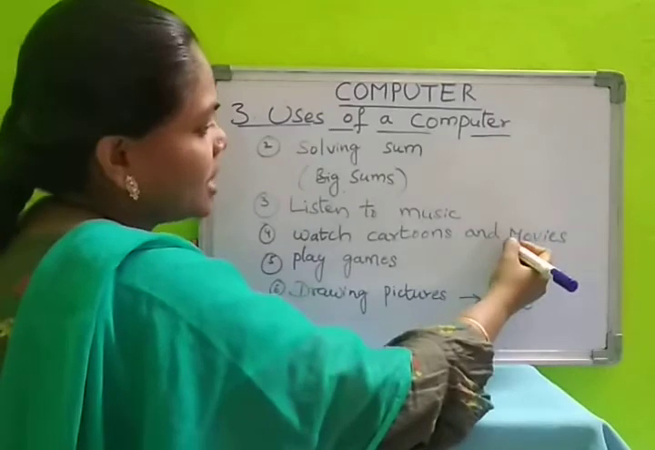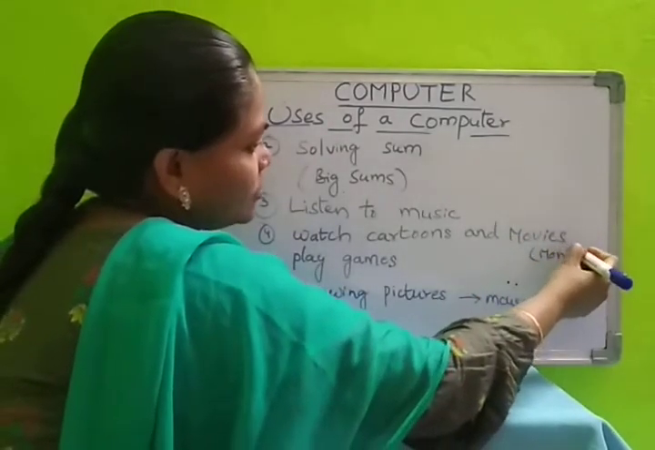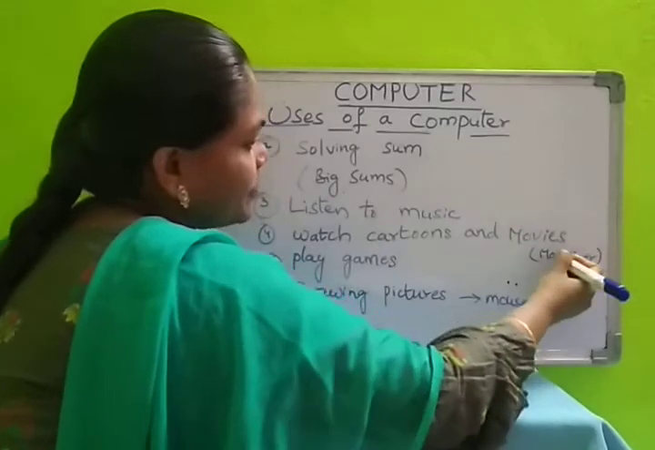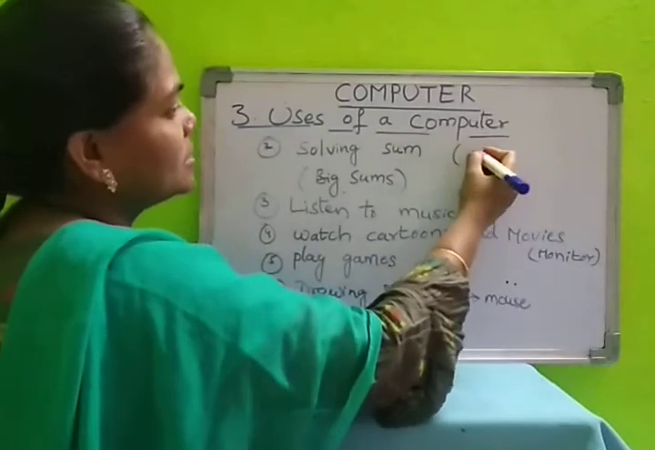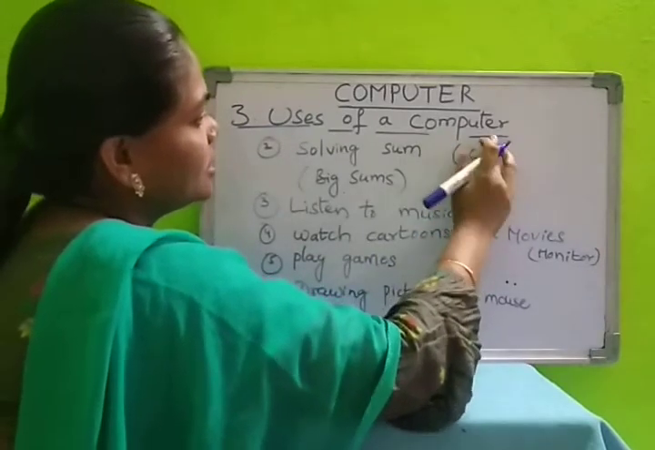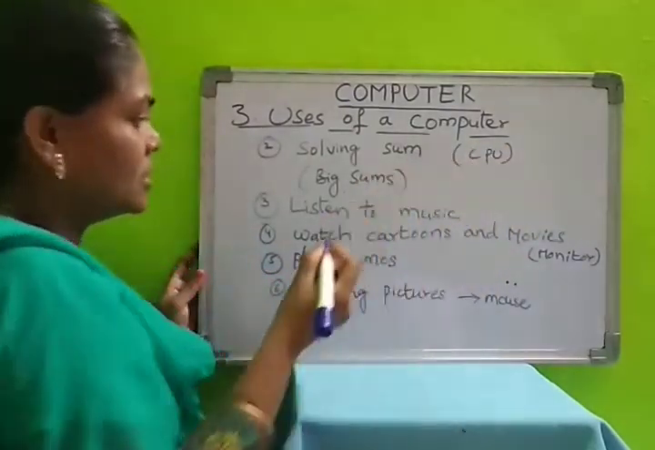So watch cartoons and movies. Where will you watch those? On monitor. Whatever we want, we will select that and we will watch it on the monitor. So solving sums means it will be done in the CPU. Okay, sums will be solved in the CPU.